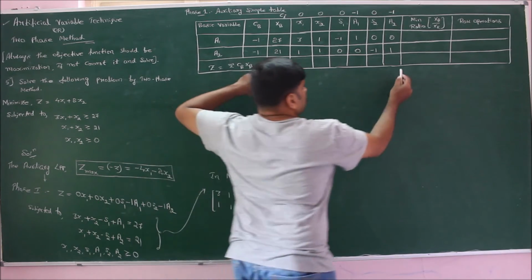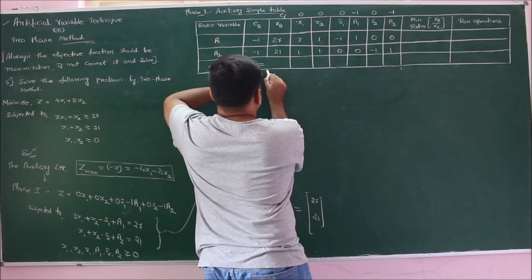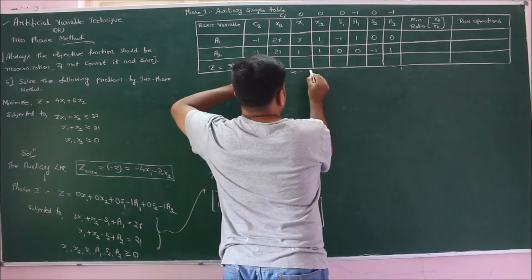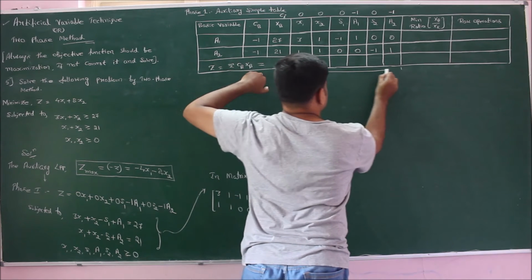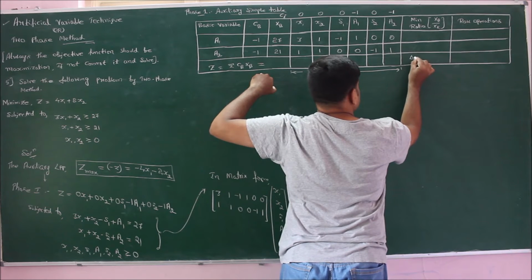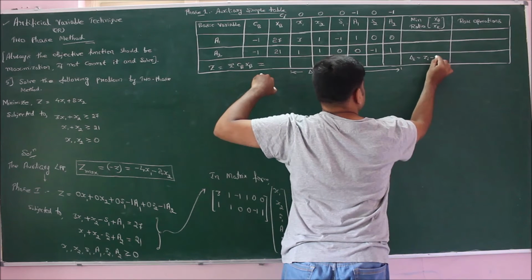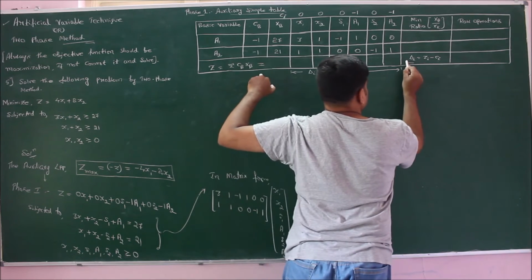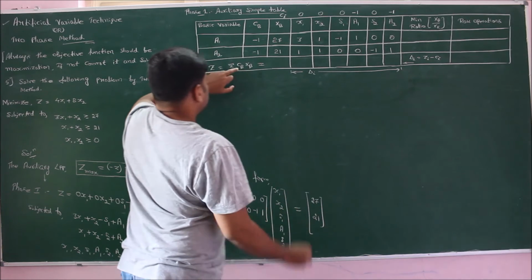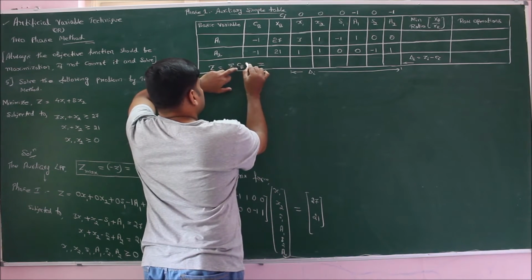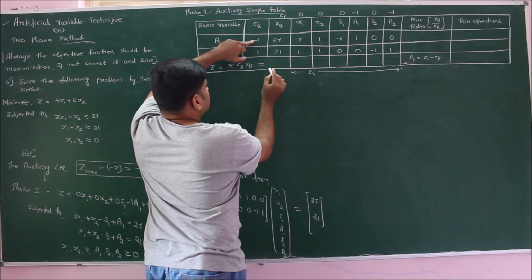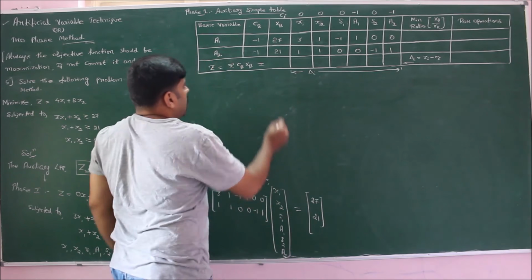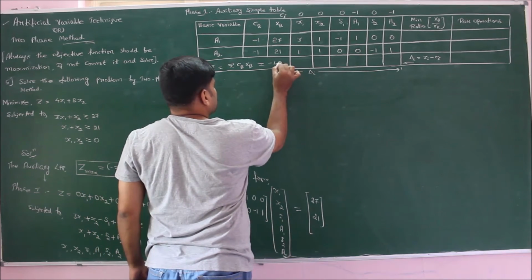Now we know that we should calculate the value of delta I from x1 to A2. The formula for delta I is Zi minus Ci. So summation of CBXB is -1 into 27 is -27, -1 into 21 is -21. So therefore if I add, I will get the value as -48.